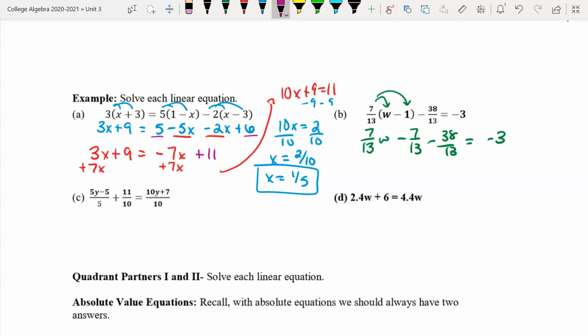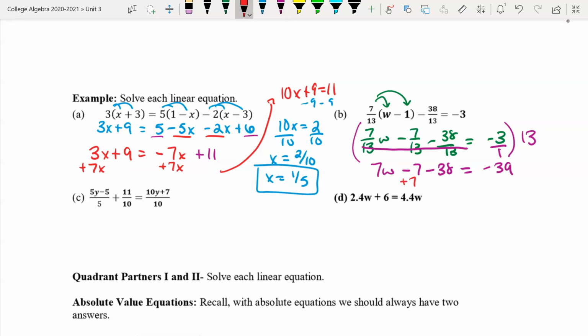Well, here's the thing. All of these have the same denominator right now so far, except for the last number that equals negative 3. So I'm going to put this over 1. I'm going to multiply the whole equation by 13. So when you do that, it just cancels the denominator on all these. And so I'm going to have 7w minus 7 minus 38. Notice it's just the numerators. The only one that's going to be different is I take negative 3 times 13 to get negative 39.